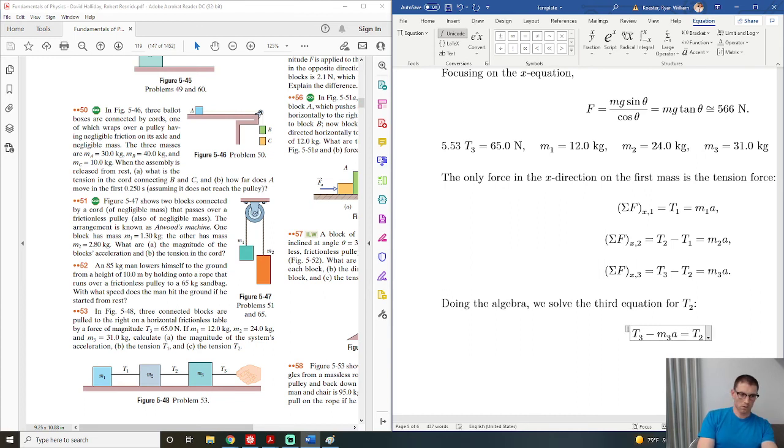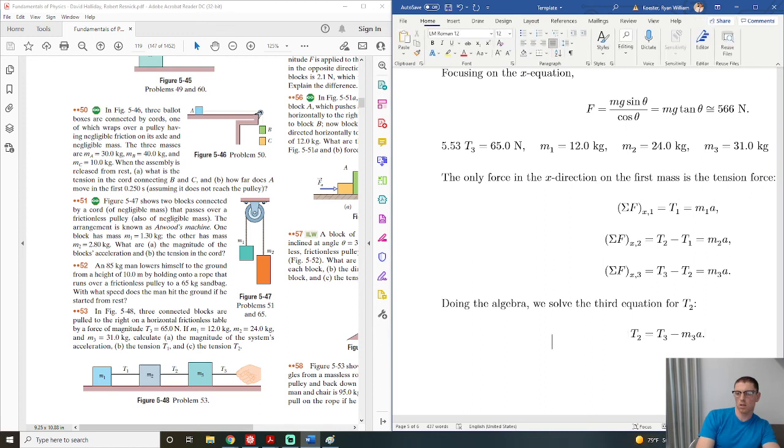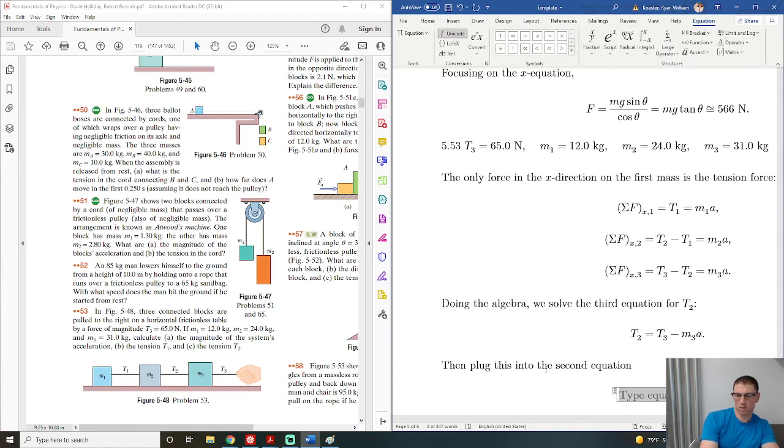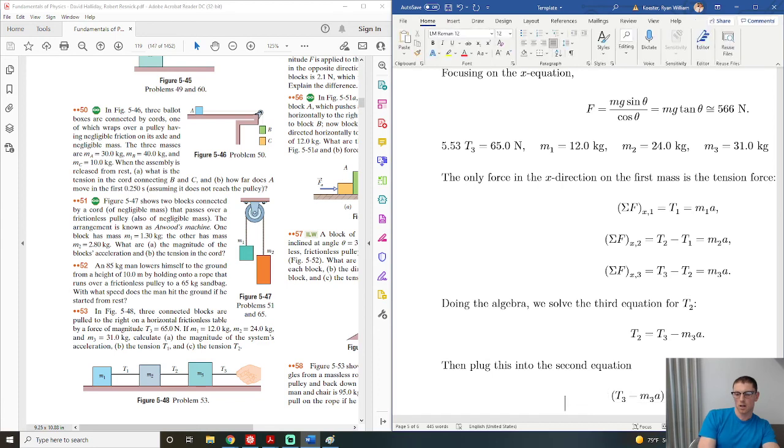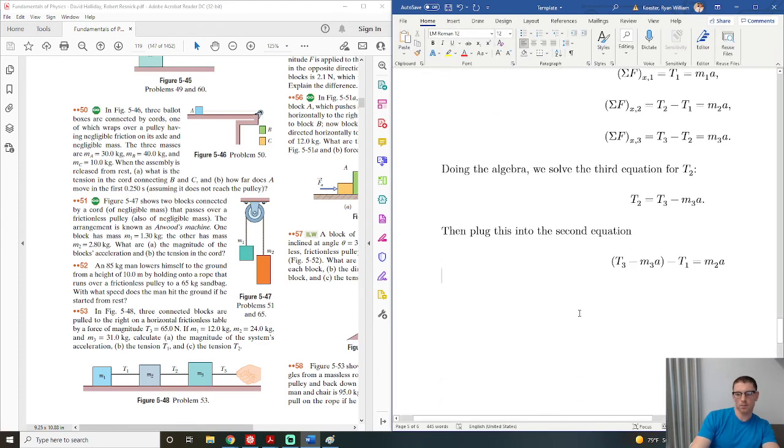So that's T2, and I want to write this the other way, like that. And then we just plug this in to the second equation. So T3 minus M3A minus, oh wait, no. No, this is good. I'm confusing myself. T1 equals M2A.